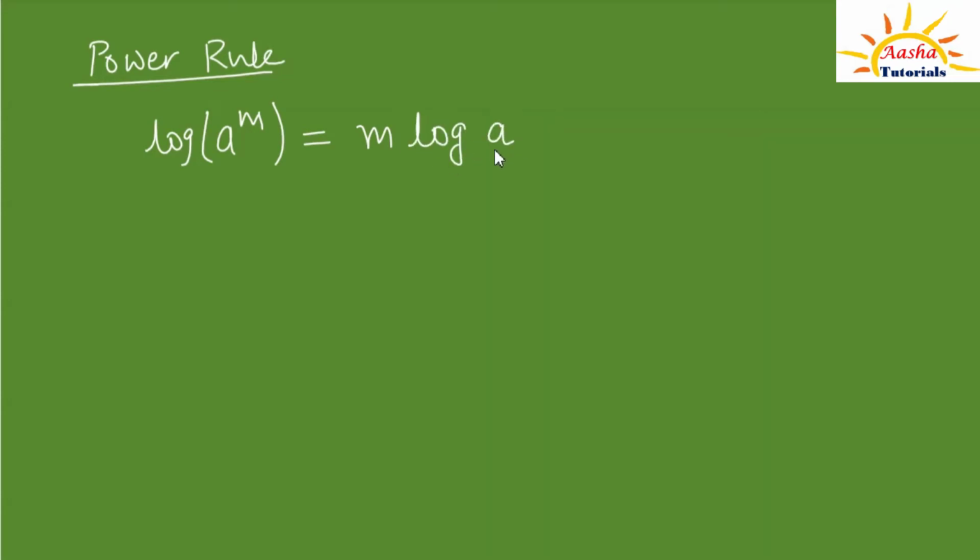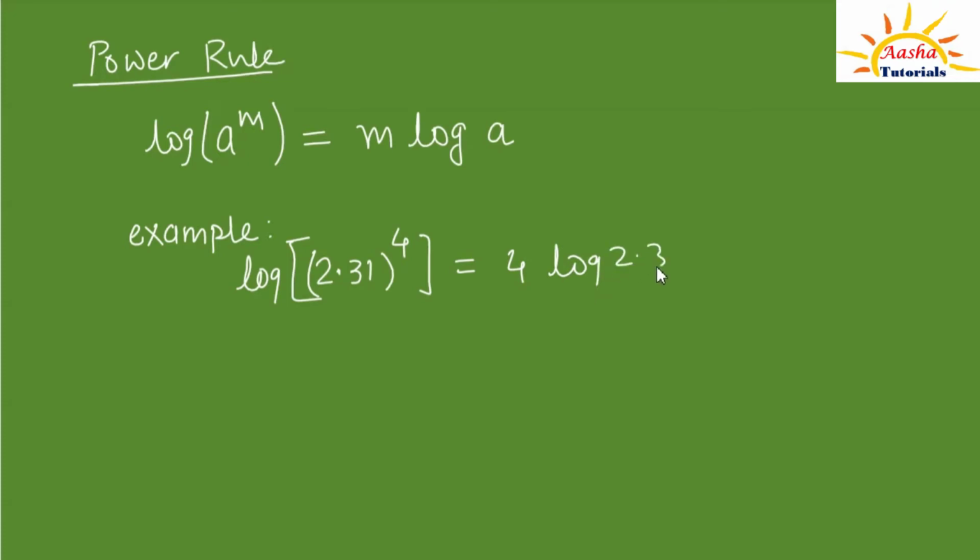Now let's take some problems related to the power rule. We know the power rule in logarithms. As per this power rule, if you want to find a raised to m by using the log table, if we take log of a raised to m, that is equal to m times log of a. Suppose we have the number 2.31 and we are supposed to find its fourth power. How do we do that? By using the log table. It's very simple. Just by following this power rule, when I take log of this number, I will write it as 4 times log of 2.31.